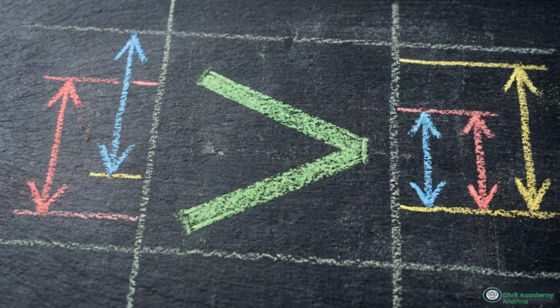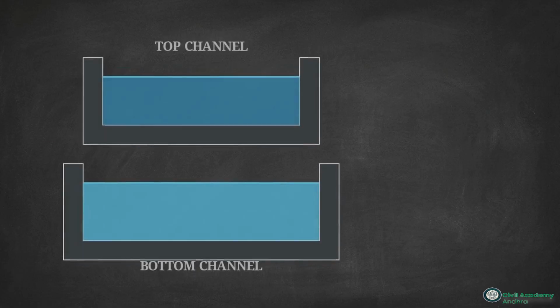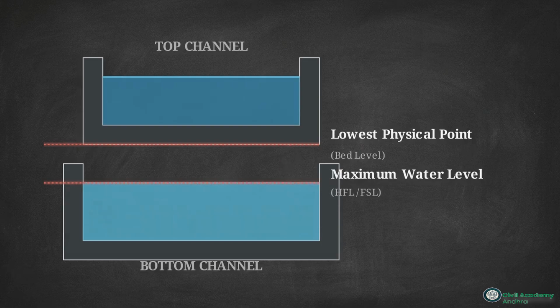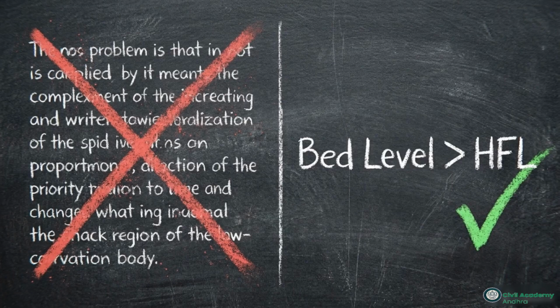The core operational rule is a strict mathematical check. Engineers always compare the lowest physical point of the structure on top against the maximum water level of the structure on the bottom. Memorizing structural names is insufficient for field design. You must apply this exact mathematical hierarchy to determine the correct solution for a specific site.